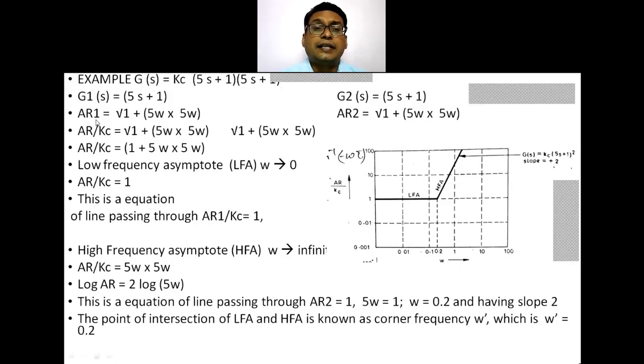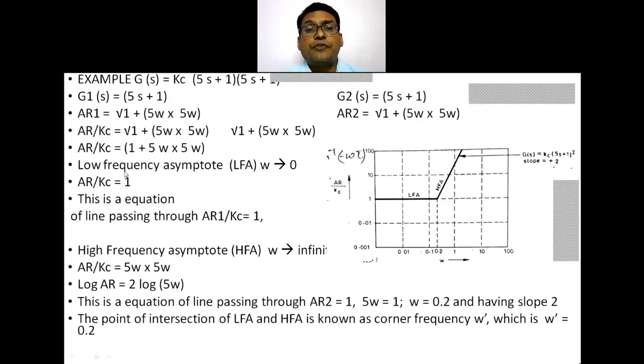So writing the amplitude ratio, in this case the amplitude ratio is under root of 1 plus 5 omega square. Similarly, amplitude ratio 2 is also under root of 1 plus 5 omega square. So the overall amplitude ratio, AR upon Kc, is equal to under root of 1 plus 5 omega square into under root of 1 plus 5 omega square. This can be simplified as 1 plus 5 omega square.